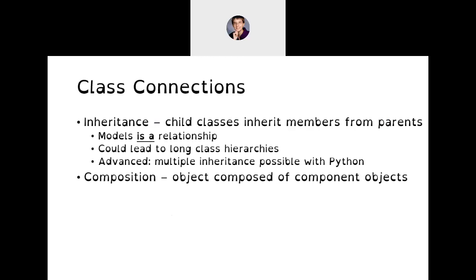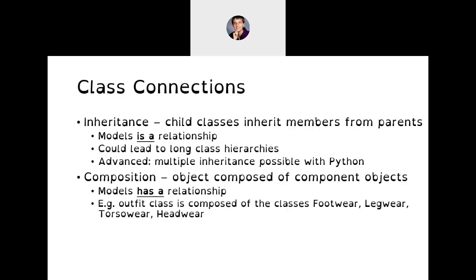Another common way is composition, right? So that you could have an object which is composed of other objects. Right? So this is typically used to model a has-a relationship. Right? So one class has another class. So let's say we have something like an outfit class, right? So as part of an outfit, we have footwear, legwear, torso wear, because I couldn't think of any other term for it, and headwear, right? So all of these subclasses are part of the outfit class.